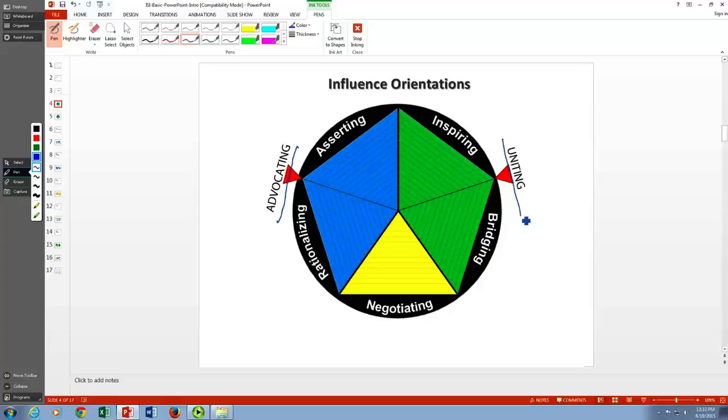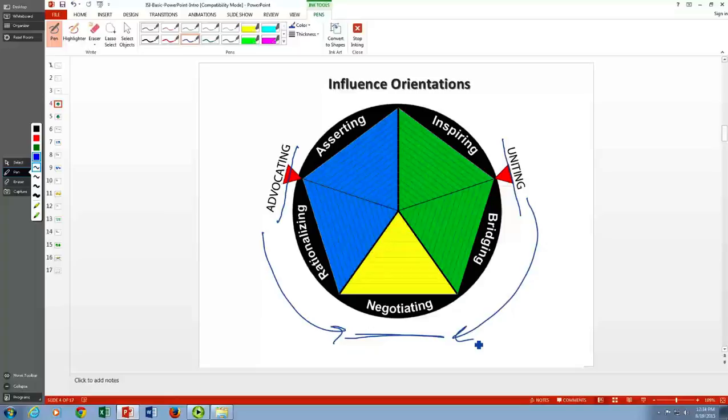And the uniting orientation, it's much more of a pull. You're trying to pull another person's thoughts, ideas, perspectives, and in some ways desires towards how you see things. But it's much more of an invitation and a pull. In the negotiating style, it's not a full orientation because it draws from both advocating and uniting. So both of those seem to come down and begin to influence that particular style.